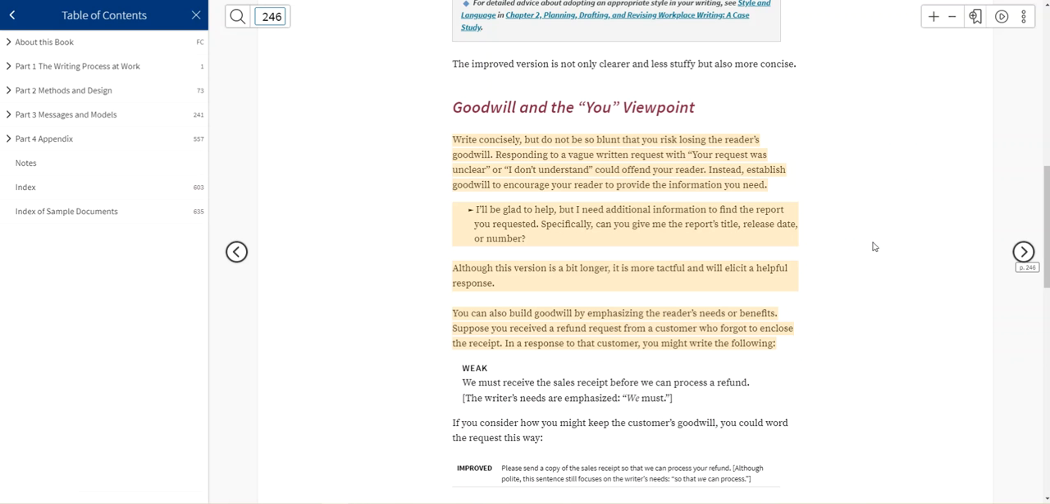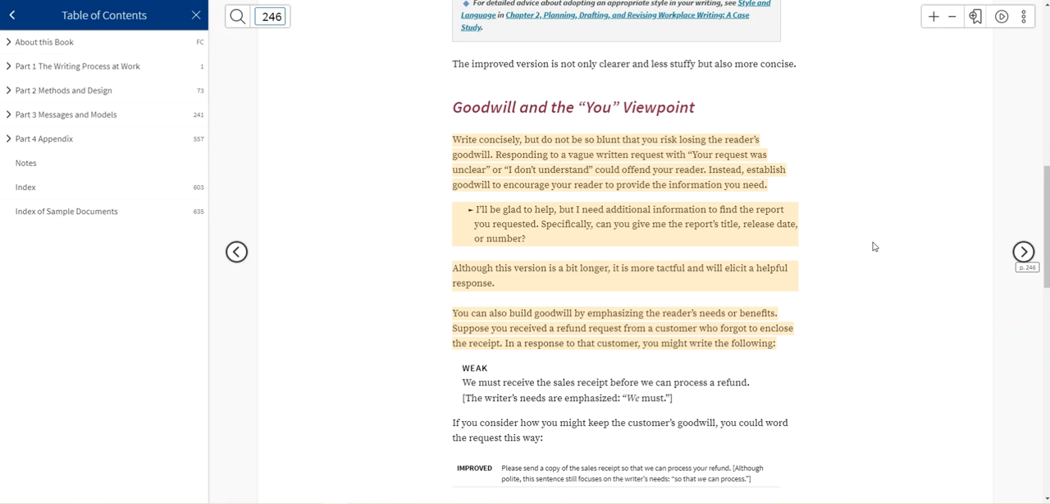It's really important to write concisely, but do not be so blunt that you risk losing the reader's goodwill. I mean, you have to engage your audience. You have to bring them into the reason you're writing. So you don't want to be too blunt. There were a couple of complaint letters, rightly so, that demanded that something be taken care of immediately. Well, it may feel like an aggravating situation and that's the way you want to express yourself. However, understanding the goodwill and the you viewpoint will help elicit cooperation.